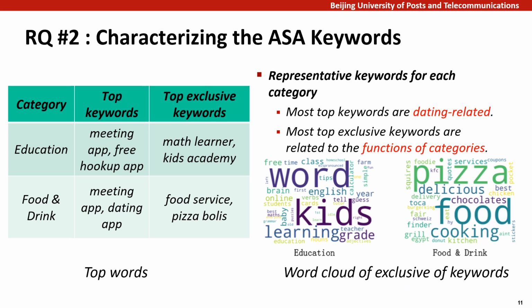We define the exclusive keywords of each category as the keywords that are only bid on by apps within one specific category. In this table, we listed top keywords and top exclusive keywords in 2 categories, and found that most top keywords are dating and social networking related, and most top exclusive keywords are related to the function of the corresponding category. As shown in this word cloud of exclusive keywords for these 2 categories, the exclusive keywords in the education category, like learning and word, are related to education, and the exclusive keywords in the food and drink category, like pizza and cooking, are diet related.